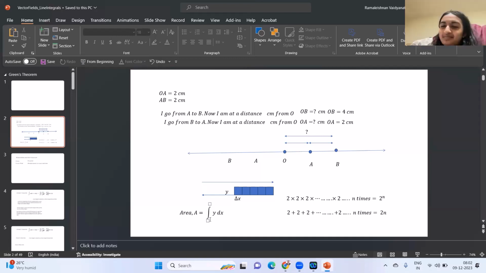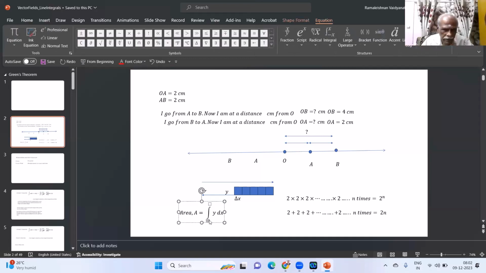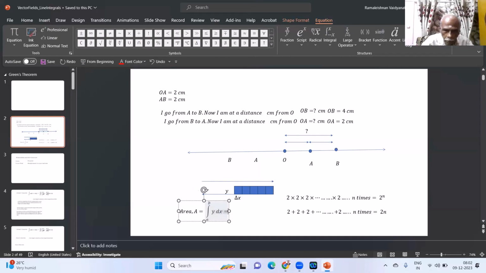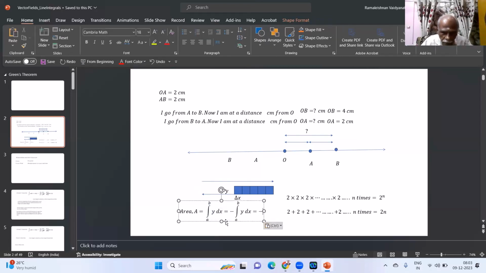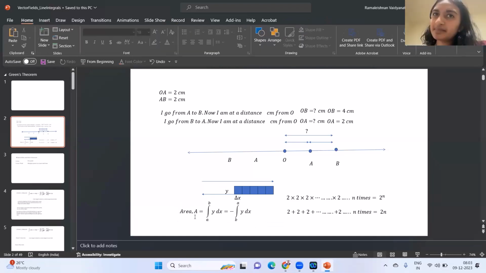Therefore, if I am integrating from right, I will take a minus sign. If I put A to B, I'll call this A and this B, it is equal to minus of B to A. The integral from A to B of y dx is minus the integral from B to A of y dx. We are not trying to calculate area. We are trying to calculate numbers and operations on numbers. Keep this in mind and we'll go to Green's theorem.